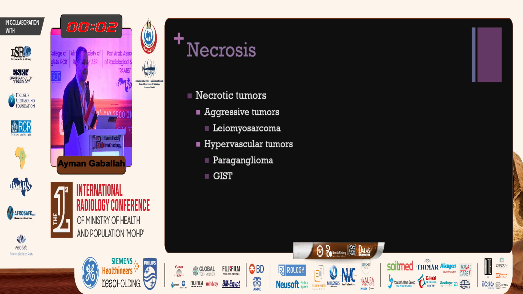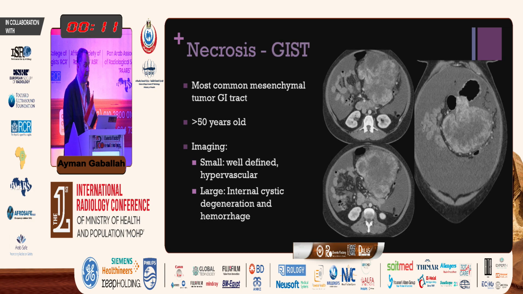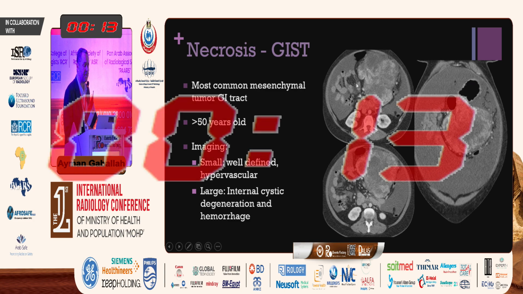Necrosis and hyperenhancement, they go together because many lesions, even the hyperenhancing ones, if they are big, they will have necrosis. So smaller ones enhance homogeneously, but the bigger ones will have some sort of central necrosis and hemorrhage as well. And here's one, a huge mass.